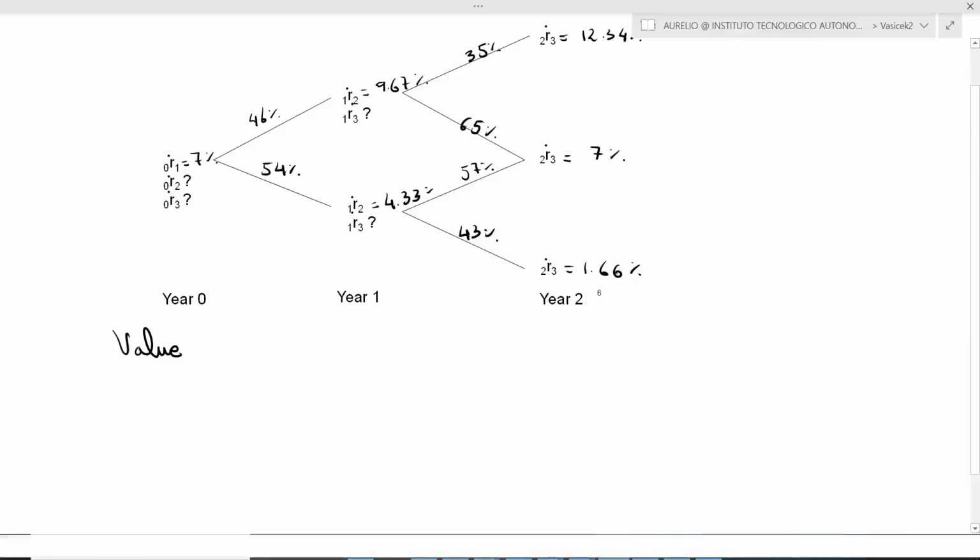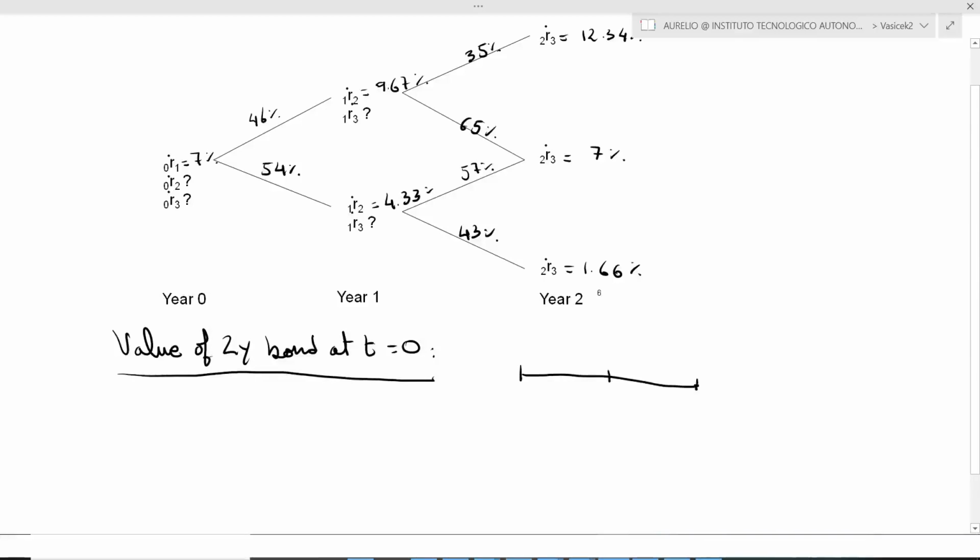So now we want to know what is the value of a 2-year bond at t equals 0. First we have to look at the graph of the different payoffs of this bond. So imagine that you have time 0, you have the 1-year rate. This one would be the 0R1, which is 7%. And now from time 1 to time 2, you're going to have not 1, but 2 rates. So here with probability 46%, the 1R2 is going to be 9.67%, and with 54% probability, the rate is going to be equal to 4.33%.